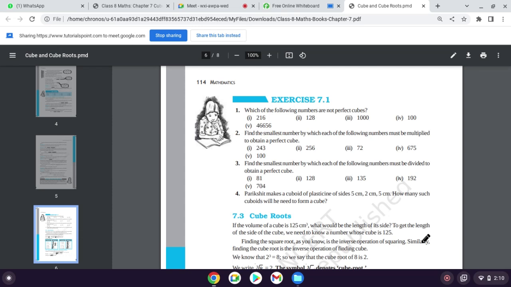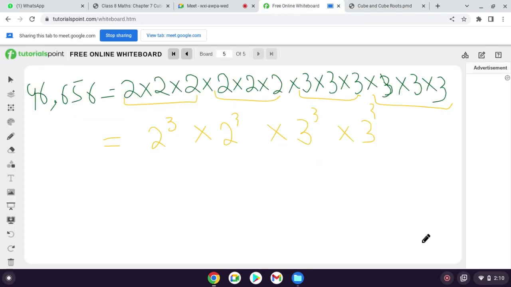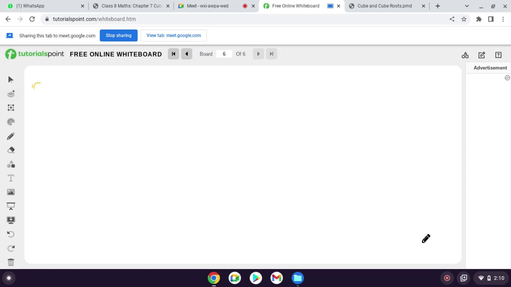No, ma'am. So the question number 2 is: find the smallest number by which each of the following numbers must be multiplied to obtain a perfect cube. We have to find the smallest number. For example, for the 243, it seems that in this number we will get only one cube root set. Okay, let me do question number 2. First part is 243. It will give only one set, that will be the smallest number. So 243 will be with the 3.